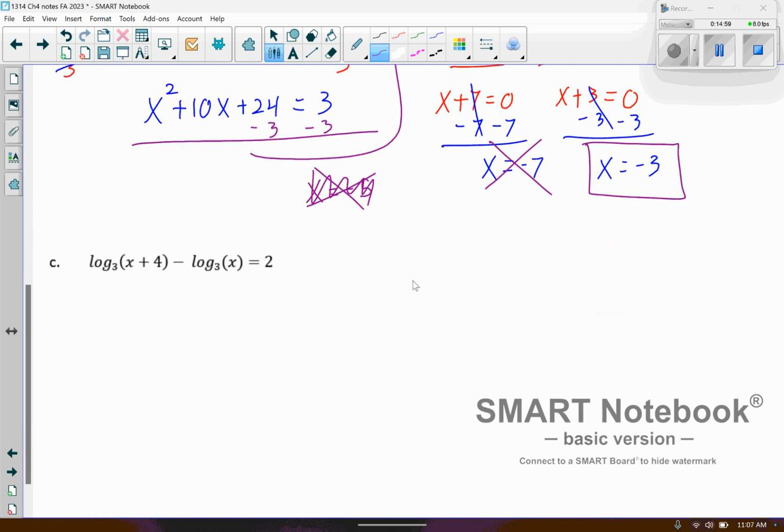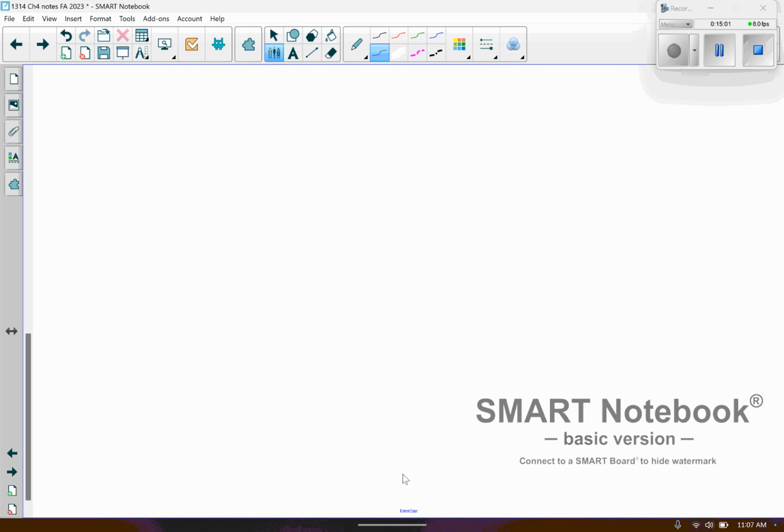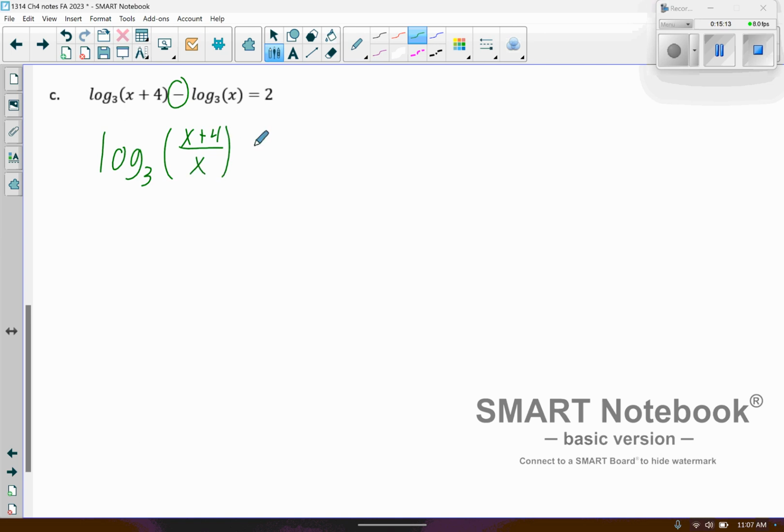Okay, moving on. In example C, we're going to be using the quotient rule, because we have subtraction here. So this is going to come together as log base 3 of (x plus 4) divided by x equals 2. So I had to do the quotient rule here. And so then we're going to insert a base 3 on both sides. And so the left side is going to simplify into just (x plus 4) over x equals, and then 3 to the power of 2 is 9.